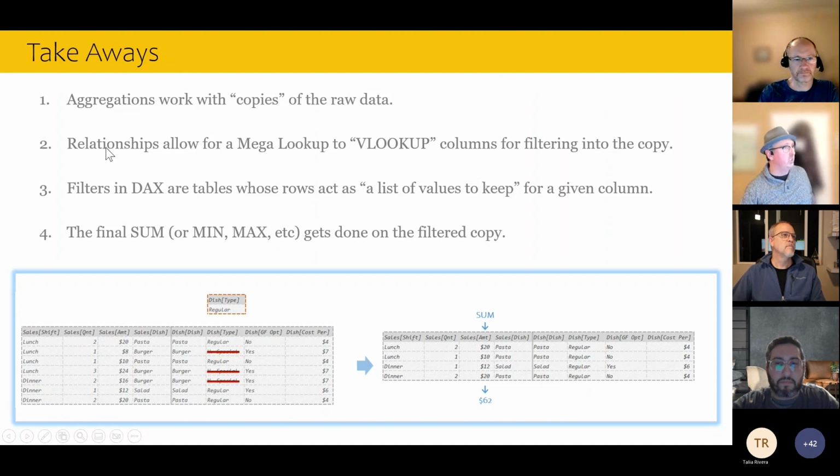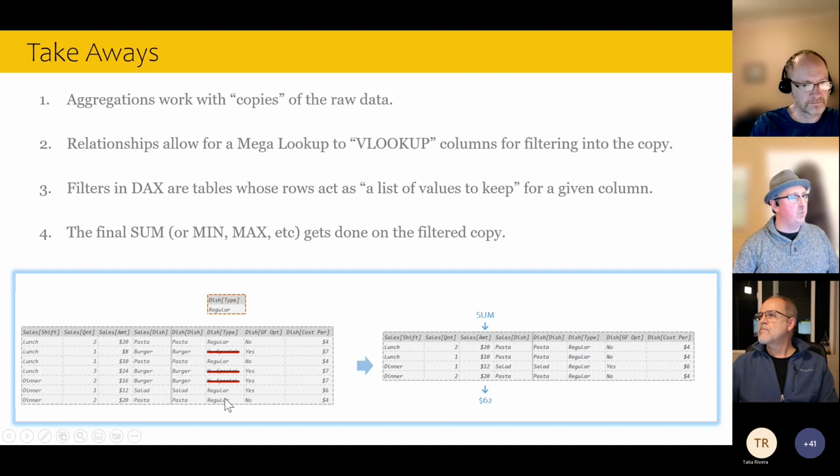Speaking of those filters, the filters in DAX are tables whose rows act as a list of values to keep. And by adding these extra columns here, they can grab onto them and just keep the values that we want. If we've got this filter for regular, it's just going to grab all the regular rows and get rid of all those extra rows that we don't care about. And that final sum or min or max or median or whatever it is, that's going to work on that filtered copy, right? Not the original that you loaded from Excel or wherever you loaded it, but the copy down here that's been both expanded and filtered down.